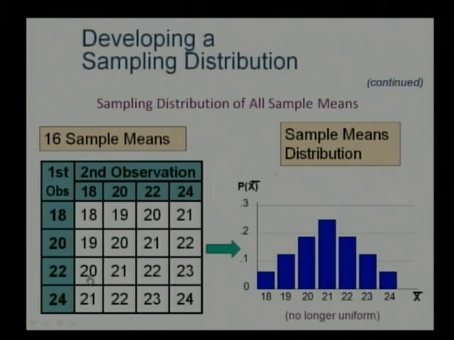Again, for observations 20 and 22, you can see they are repeating 3 times in 16 observations, so their respective probability will be 3 upon 16 for each, and the remaining is 21. Observation 21 is repeating 4 times among these 16 observations, so the probability will be 4 upon 16, which is nothing but 1 upon 4, and again 0.25.